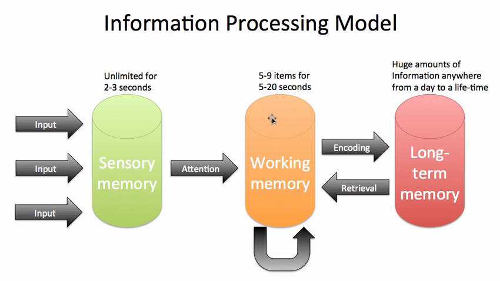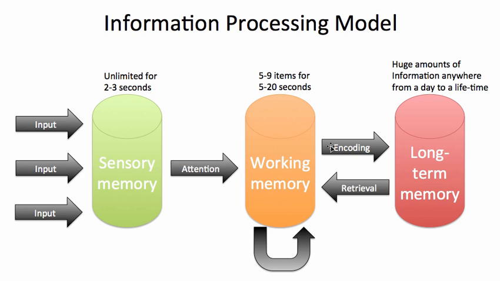Your working memory can hold about 5 to 9 items for 5 to 20 seconds. There are different ways to trick yourself into remembering more items, like chunking things together, but it only holds it for about 5 to 20 seconds. That's what this loop right here is for. There are different things you can do to keep it in your working memory. You can rehearse it and go over it. You can chunk it with other information. Basically, you just keep looping it back and forth and back and forth.